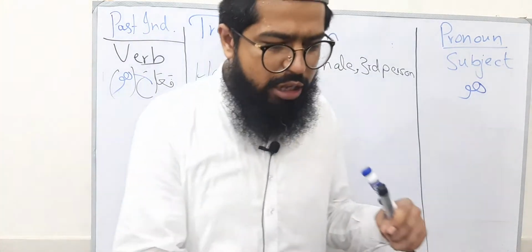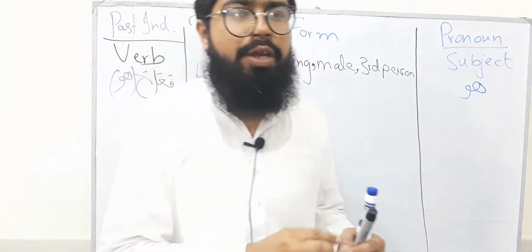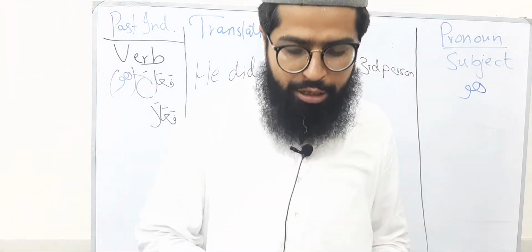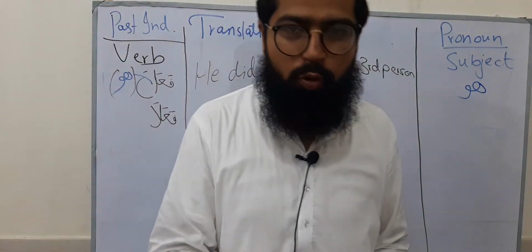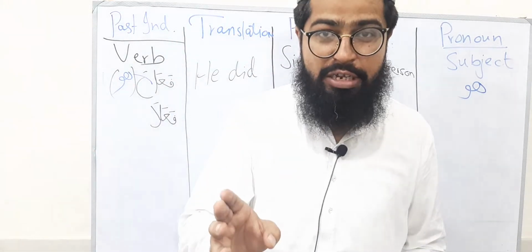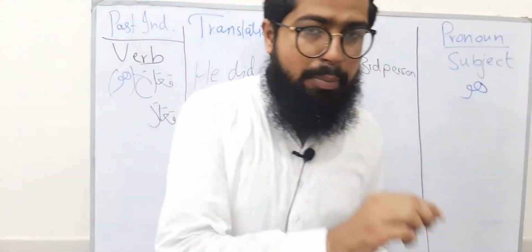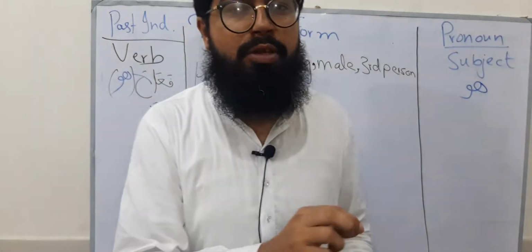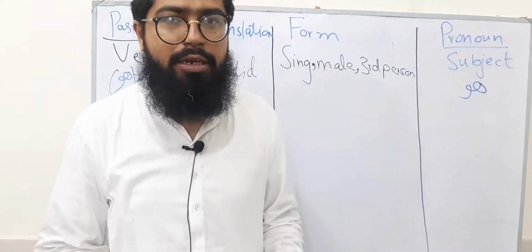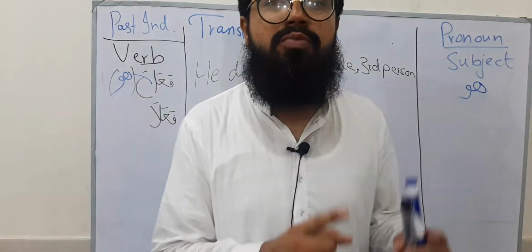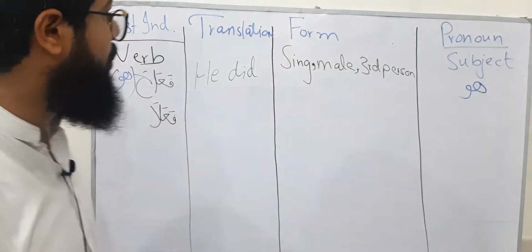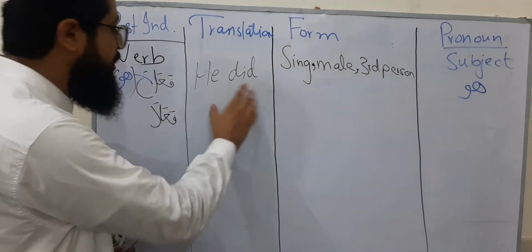So there is a little bit of difference between the Arabic and English languages, because in English there is only singular and plural, while in the Arabic language there is singular, then tasniya, then plural. And the plural in Arabic means more than 2, despite the fact that the plural in English means more than one. So just keep this thing in your mind. Okay, so now, he did.